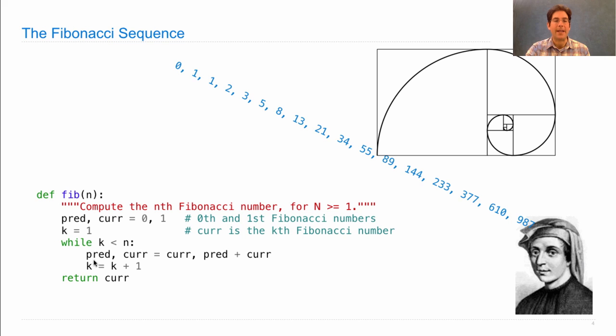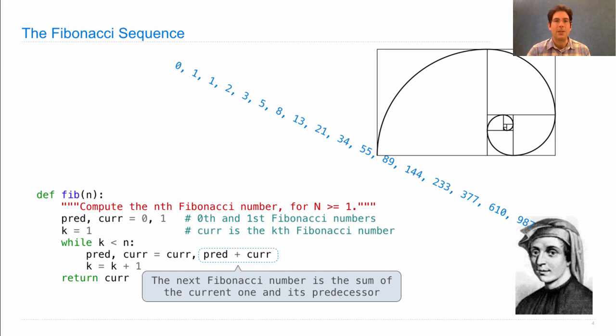Okay, this says k less than n. We're going to rebind pred and cur to be the next numbers in the sequence. So the predecessor is bound to the current one, and a new current value is computed. And here we use the definition of the Fibonacci sequence. The next Fibonacci number is the sum of the current one and its predecessor. And we bind that to be the new current Fibonacci number, which has an index 1 larger than before, so that's why we bind k to be k plus 1.